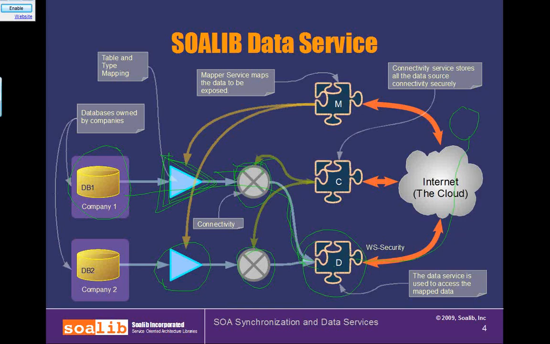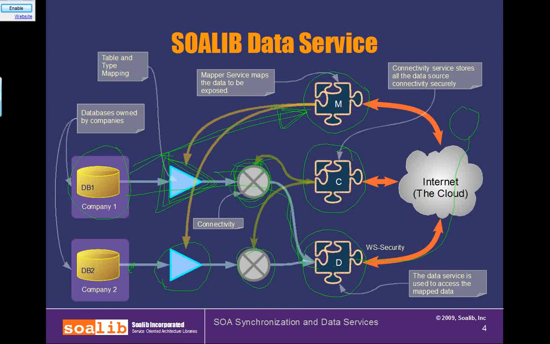Similarly, this one. Now there are two more services here, which are the M for mapper service and C for connectivity service. What the mapper service does is create the mapper. Company 1 will create the mapper for them. It's not the mapper that the client will create. Company 1 will create the mapper and provide it there. Company 2 will create its own mapper and provide it there in the connectivity. And also company 1 will provide the connectivity to the database as read-only.